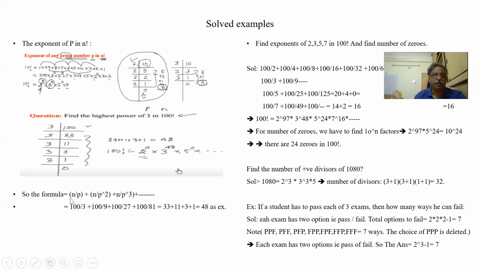So what is the formula? The power of p in n factorial is n by p plus n by p square plus n by p cube, like that, till it comes to 1.